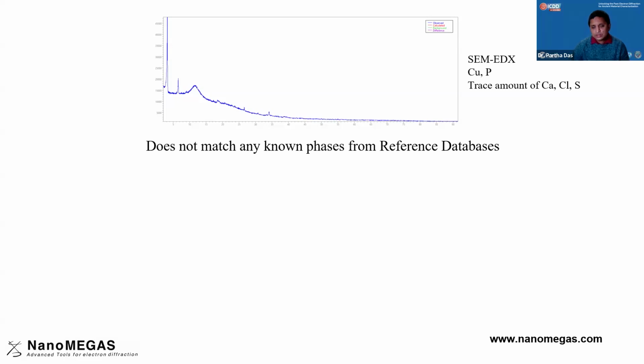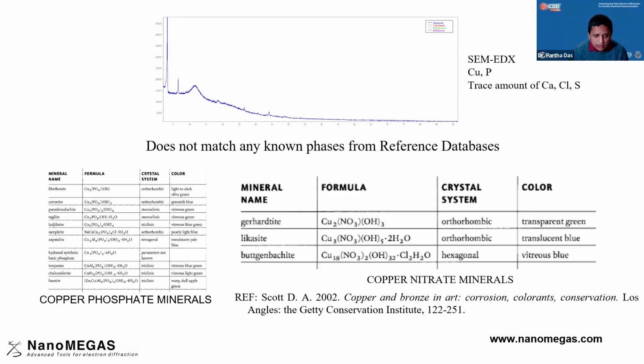They also performed some SEM-EDX, which shows the presence of copper and phosphorus, and also trace amounts of calcium, sulfur, and chlorine. Then later I compared this diffraction pattern with some of the other copper phases I found in the literature, but I did not find any match from any of these reference phases.